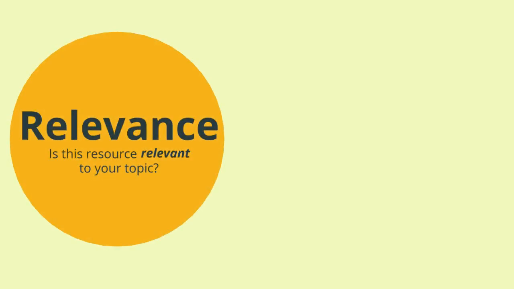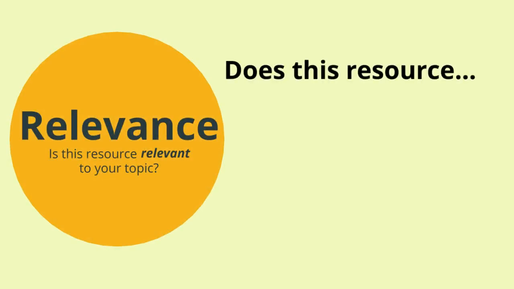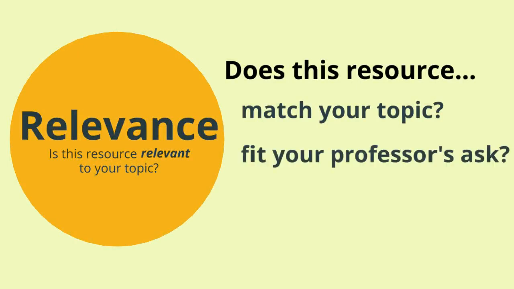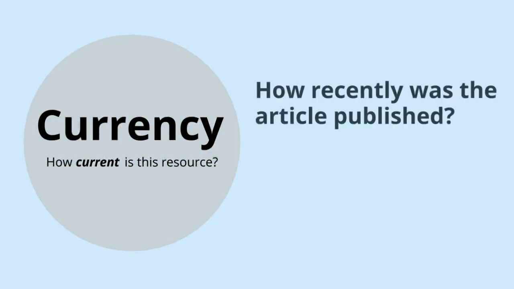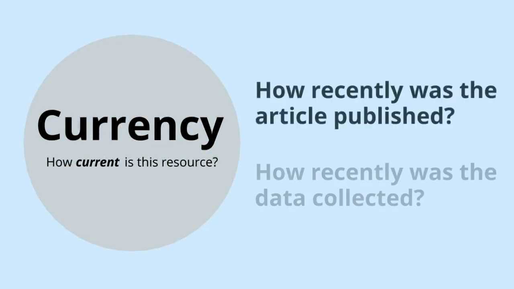When it comes to relevance, ask yourself, does this particular source match your topic? Does it match what your professor is asking? Does it fit the area or the geography or even the time frame that you're looking for? When it comes to currency, ask yourself, how recent was the article published? And how recent was the data presented in the article actually collected?